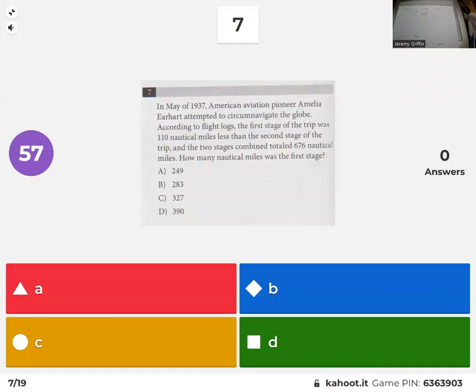May of 1937, American aviation pioneer Amelia Earhart attempted to circumnavigate the globe. According to flight logs, the first stage of the trip was 110 miles less than the second stage of the trip, but the combined stages was 676 miles. How many miles was the first stage?